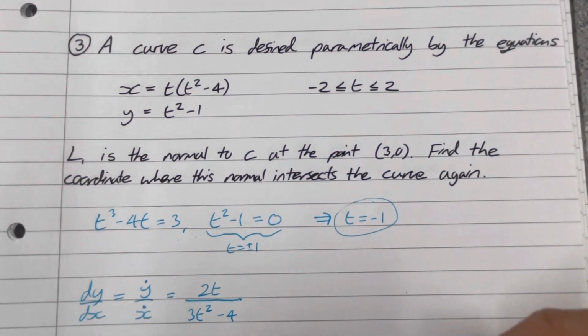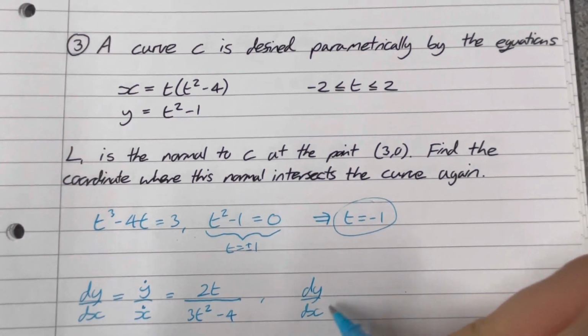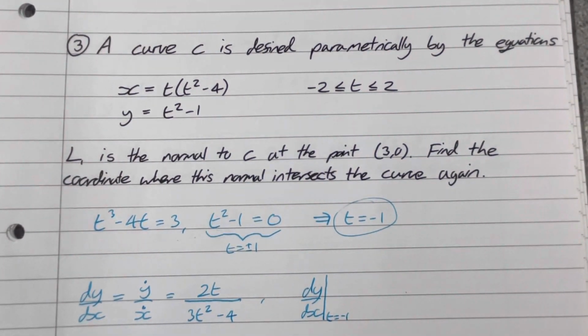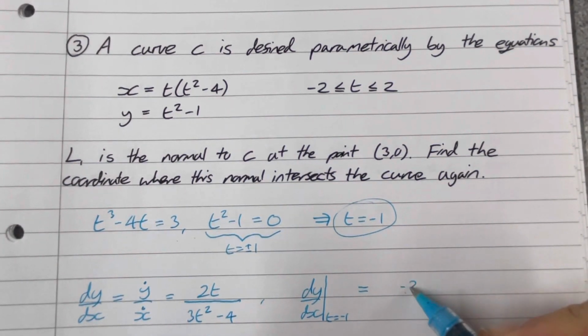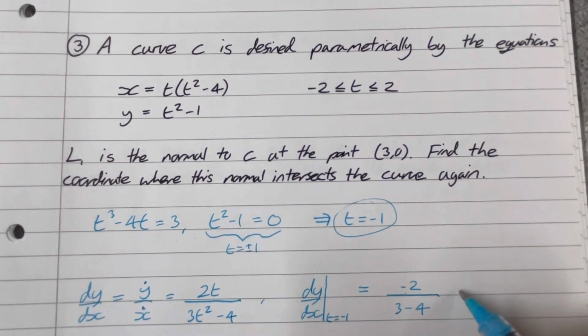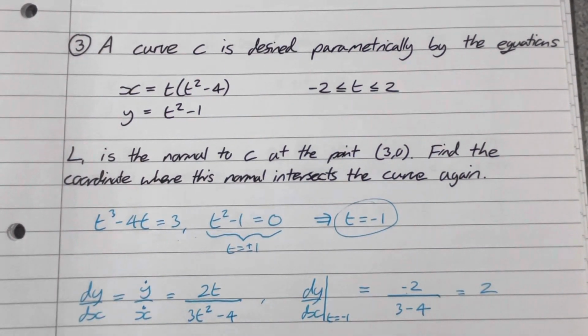And we want to find dy by dx when t is minus 1. So that's at the point (3, 0). So if I plug in minus 1 into here, I'm going to get minus 2 in the numerator, and then I'm going to get 3 minus 4 in the denominator. So that's minus 2 over minus 1. So the gradient is positive 2. Fantastic.